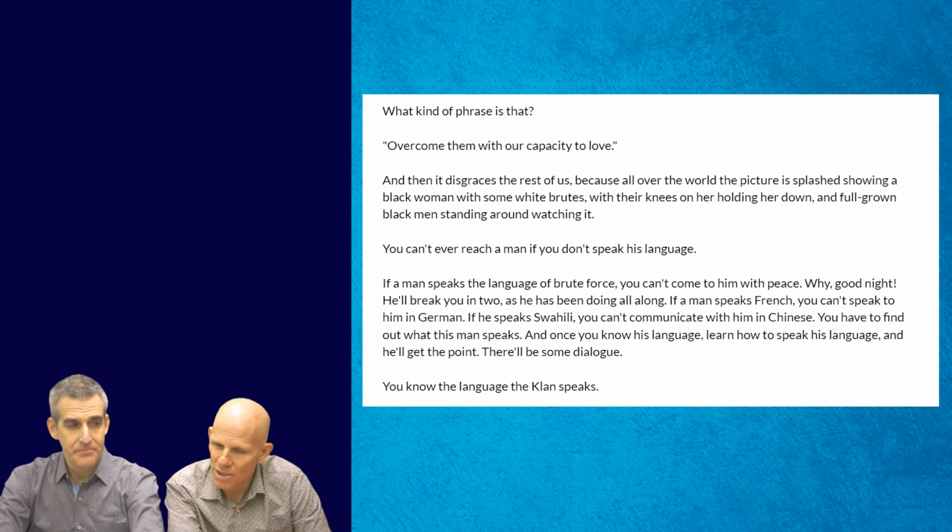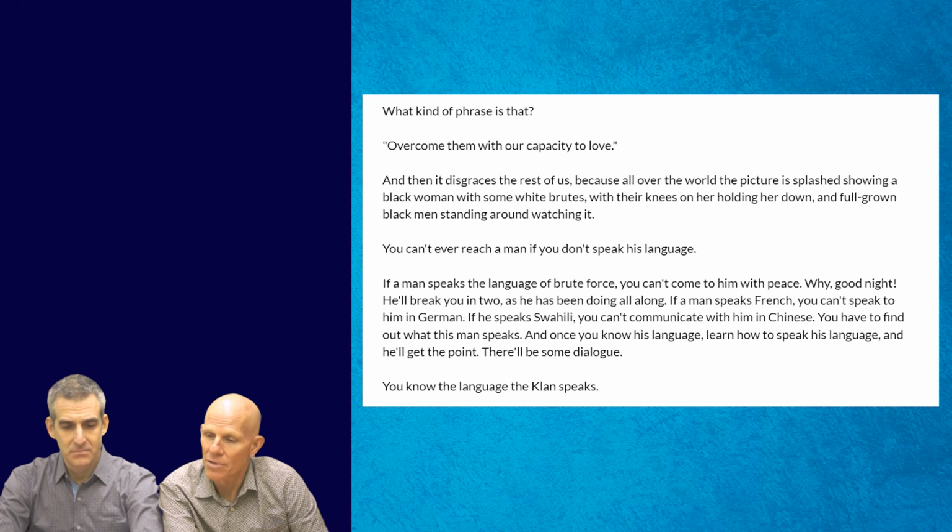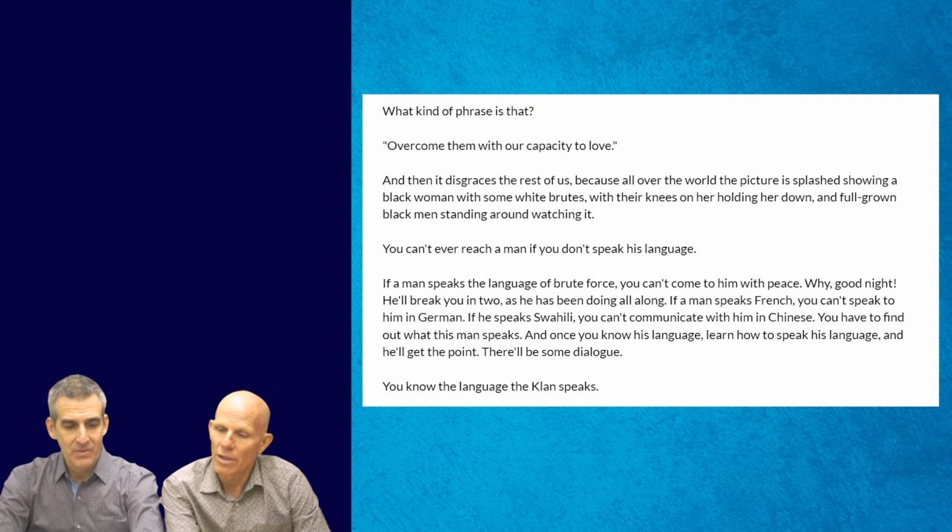And then it disgraces the rest of us because all over the world the picture is splashed showing a black woman with some white brutes with their knees on her holding her down and full-grown black men standing around watching it. You can't ever reach a man if you don't speak his language. If a man speaks the language of brute force, you can't come up to him with peace. Why, good night. He'll break you in two, as he has been doing all along.